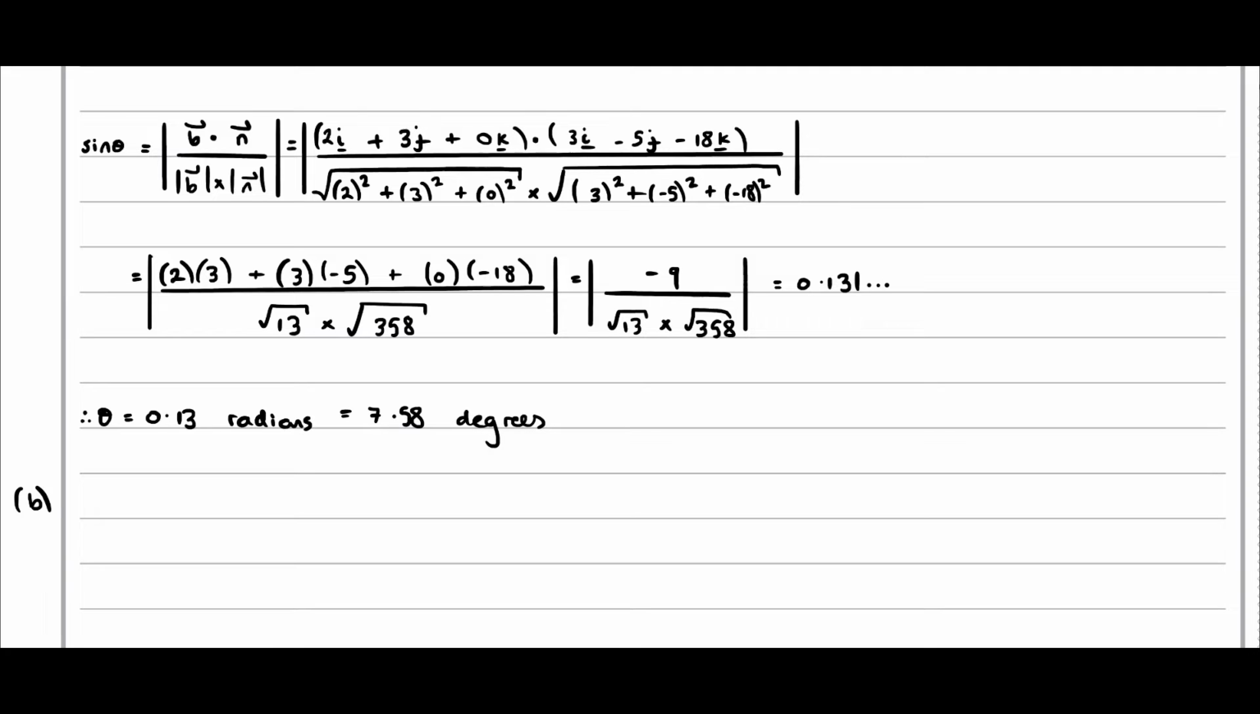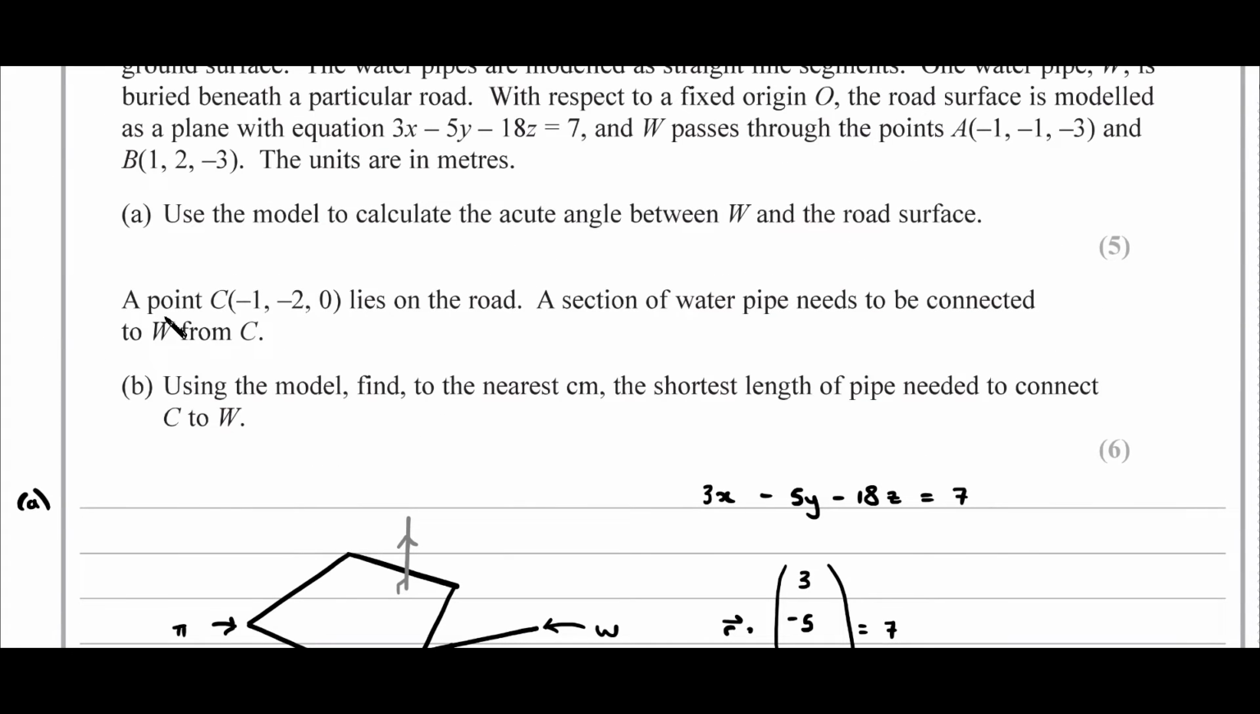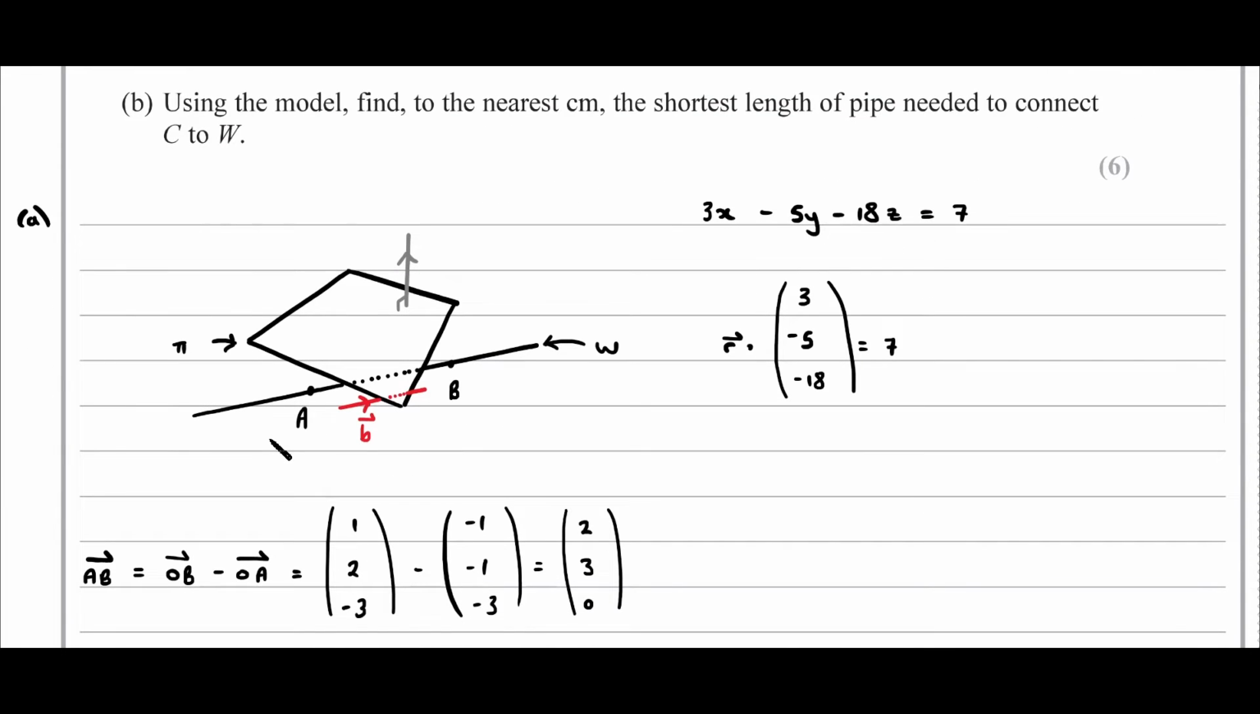Now for part B, a point C with coordinates -1, -2, 0 lies on the road. A section of water pipe needs to be connected to W from C. Using the model, we have to find to the nearest centimetre the shortest length of the pipe needed to connect C to W. Well, let's suppose the point C is over here somewhere. The shortest distance will be the perpendicular distance to W, as shown over here.